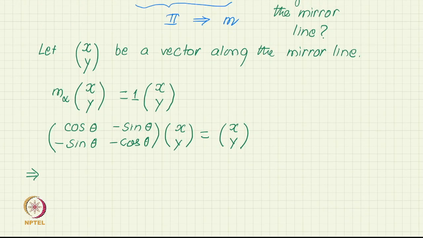Yeah. M alpha should be the identity matrix, can't we say that? Because... No.